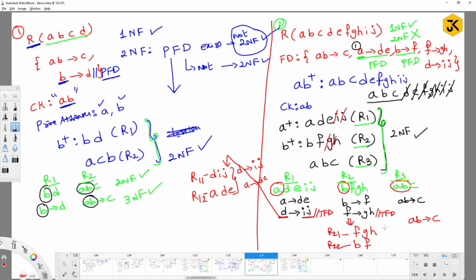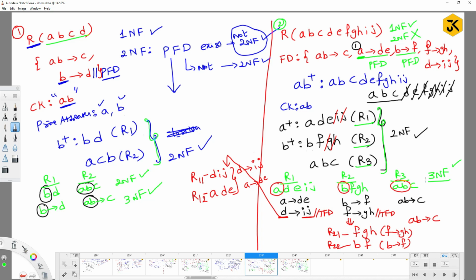So for R21, what might be the FD possible? F determines GH. For R22, B determines F. If you observe clearly, all our functional dependencies are free from transitive functional dependencies. So I can say that now it is in 3NF. Okay, now fine. So it's simply a 3NF.